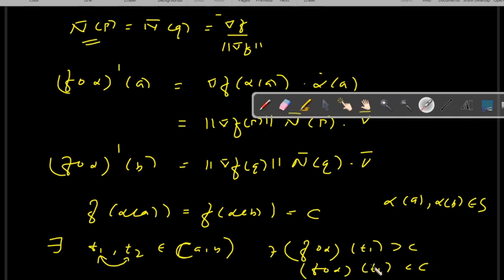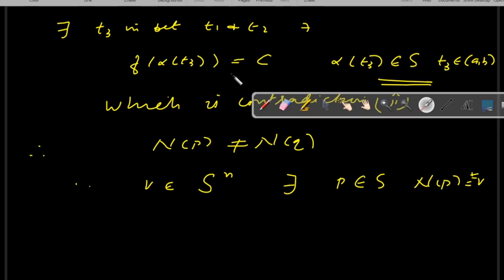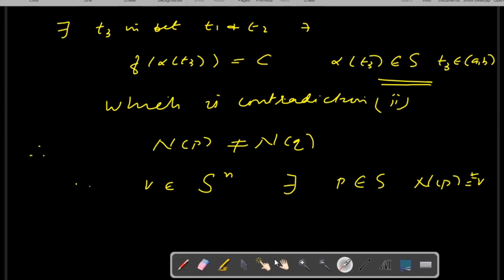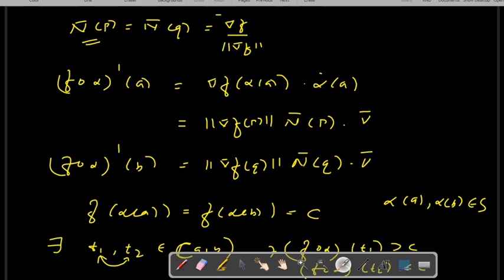So what will happen by the intermediate value theorem? There exists a t3 between t1 and t2 such that f circle alpha of t3 will be c. This implies alpha of t3 is an element of S, right? So alpha of t3 is an element of f inverse of c, which is contained in S, so it is an element of S. Which is a contradiction to our construction, right? We have constructed alpha in such a way that alpha of t3 is not an element of S for any t between a and b. This contradiction happened because we took N of P and N of Q to be of the same sign. That's why we are getting a contradiction.